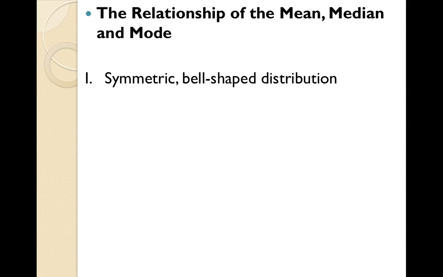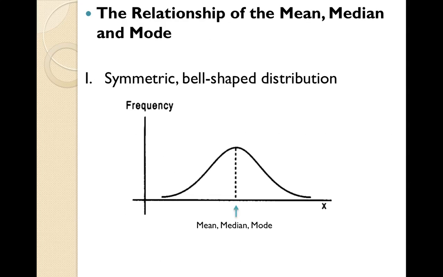So we're going to look at the relationship between the mean, the median, and the mode. If we look at a symmetrical bell-shaped distribution, which is one of those shapes we discussed in the last lecture, noting that on the horizontal axis you have your data values in ascending order from left to right, and the height represents the frequency.